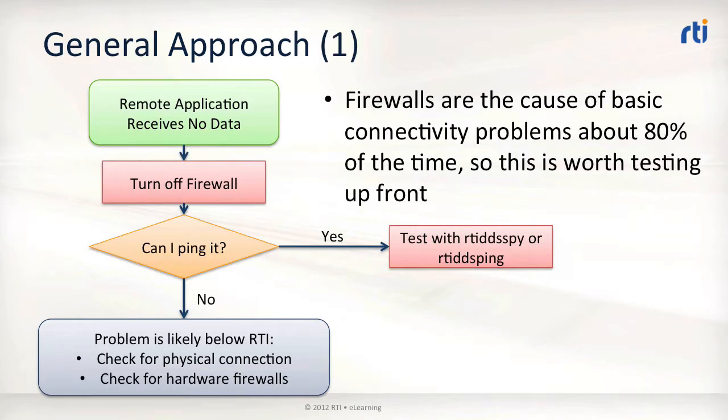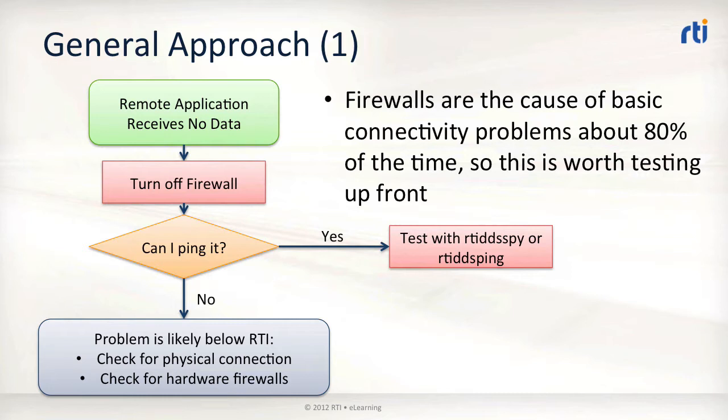The general approach to this, if your application is receiving no data, well, the first step to take is to just double check that neither the sending machine nor the receiving machine has a firewall turned on. This is the most common cause that we see for data not being received, is that a firewall on one side or the other is blocking either the discovery traffic or the user traffic or both.